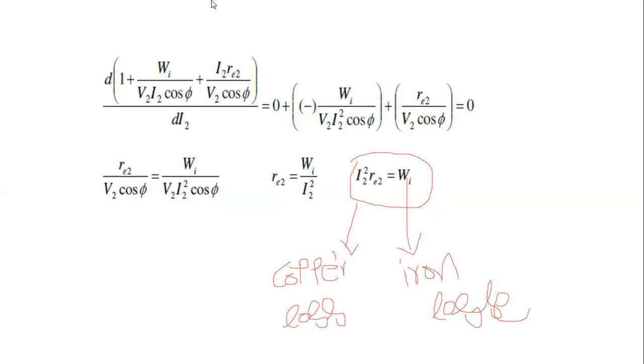What is that condition? That is I2 square R2 is equal to Wi. What is I2 square R2? It is the copper losses, and Wi is the iron losses. If the copper losses are equal to the iron losses, then the maximum efficiency will be obtained in the transformer.